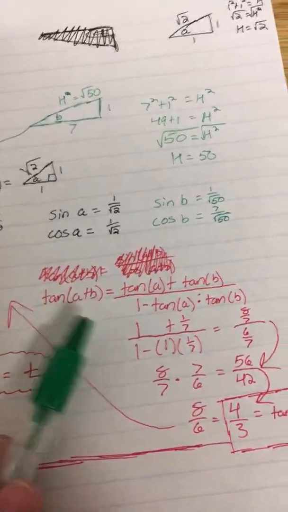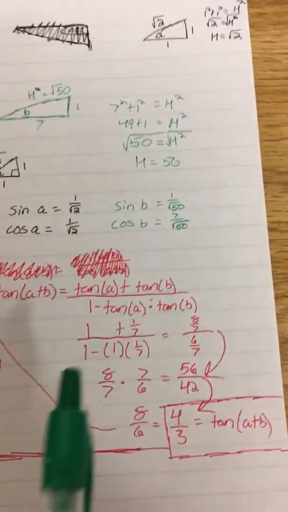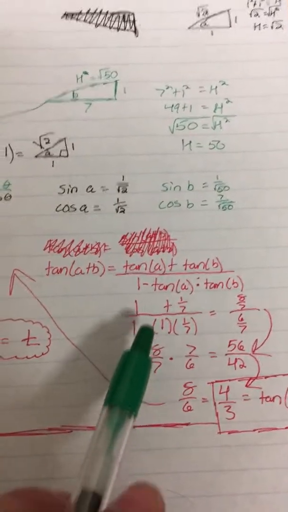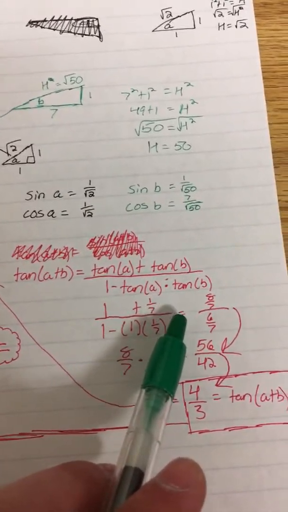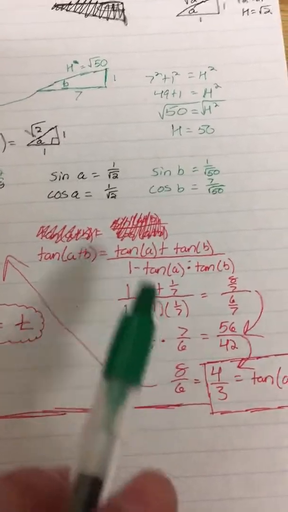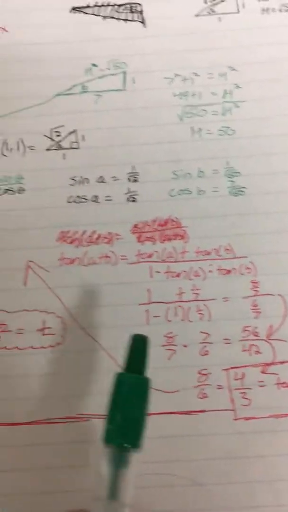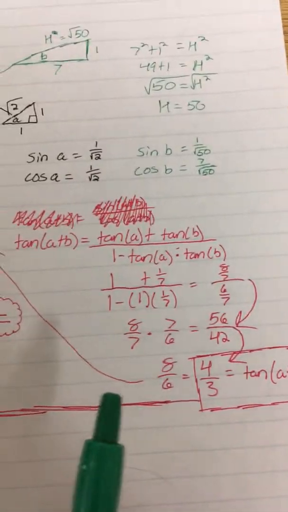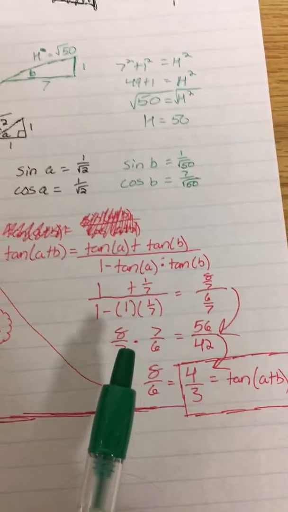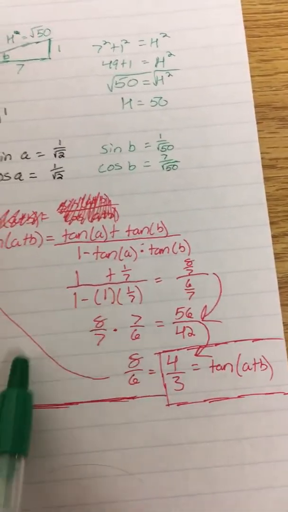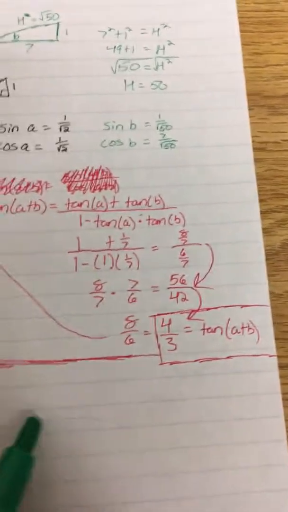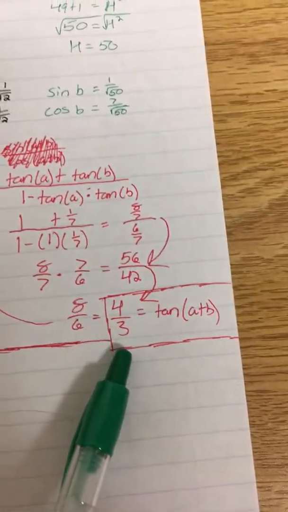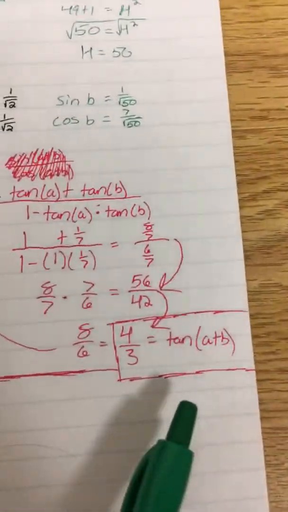So tangent of A plus B equals tangent of A plus tangent of B over 1 minus tangent of A times tangent of B. So then you have these values already. You're going to have 1 plus 1/7 equals 8/7, over 1 minus parentheses 1 times 1/7. So you're going to get 1 minus 1/7, which is 6/7. When you're dividing fractions, you flip and multiply by the reciprocal. So 8 times 7 is 56, 7 times 6 is 42. Or you can just cross out the 7s here, getting you 8 over 6 equals 4 over 3 for tangent of A plus B.